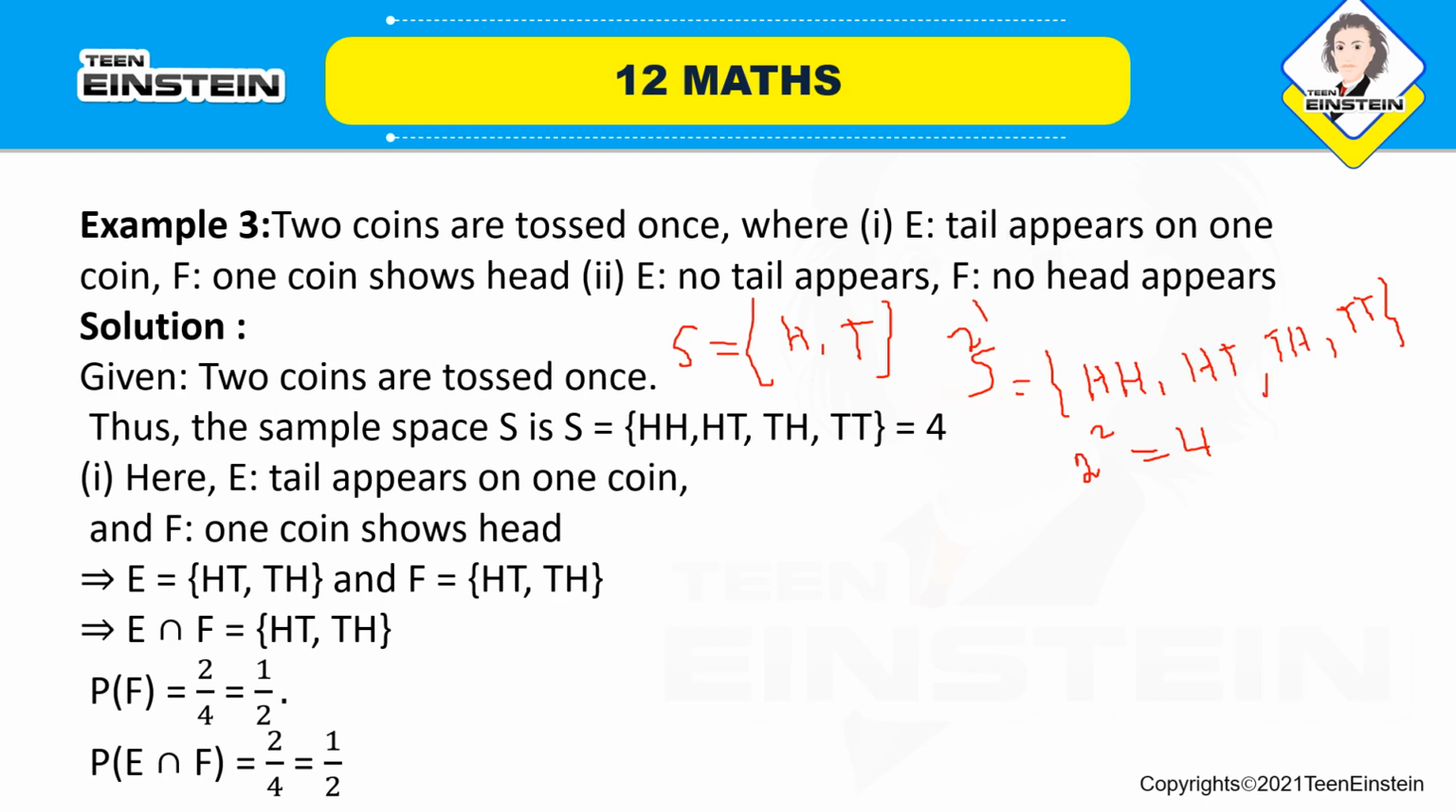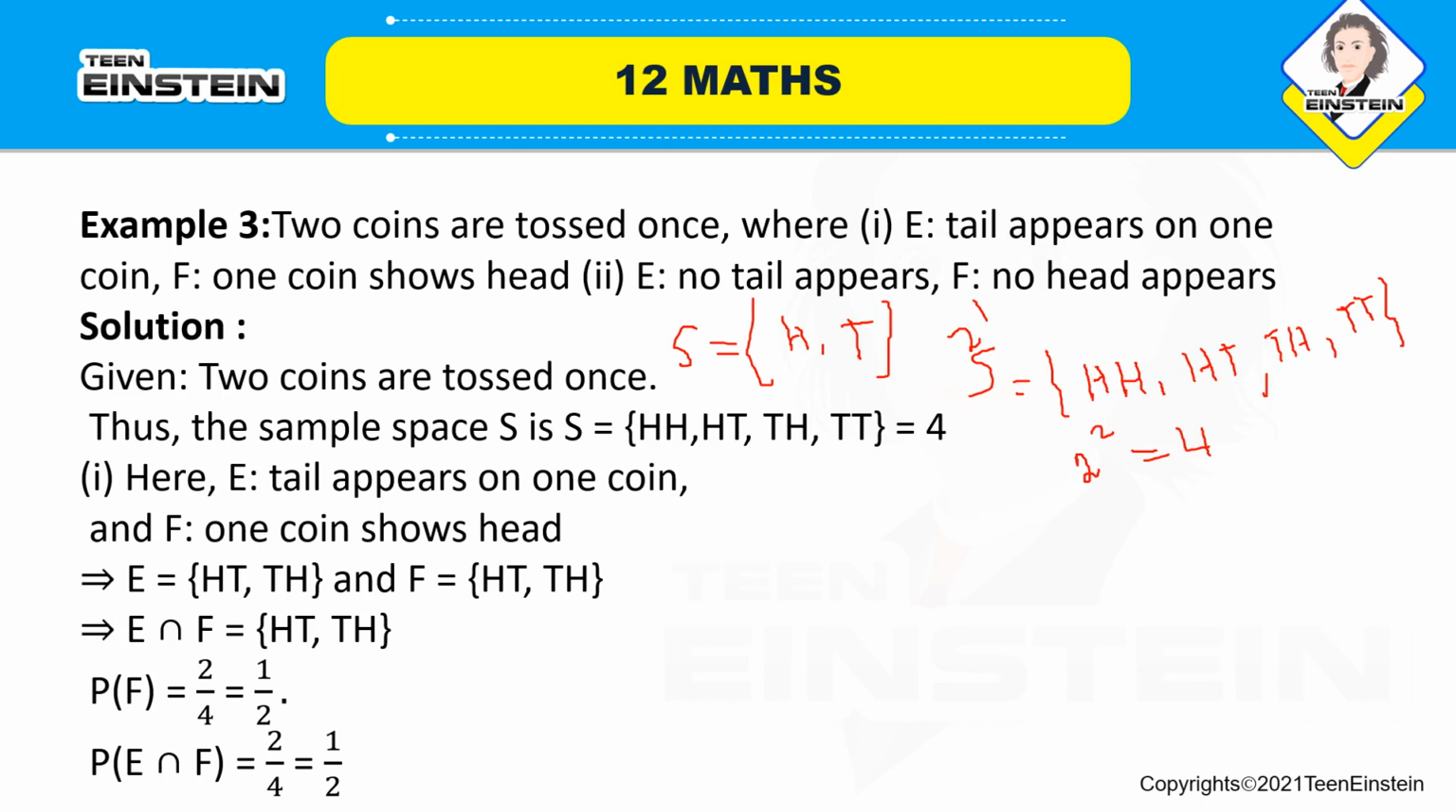Okay. So next we have to write the events E and F, that is the given events, right? So we have to write it clearly. Here E is tail appears on one coin, and F is one coin shows head.